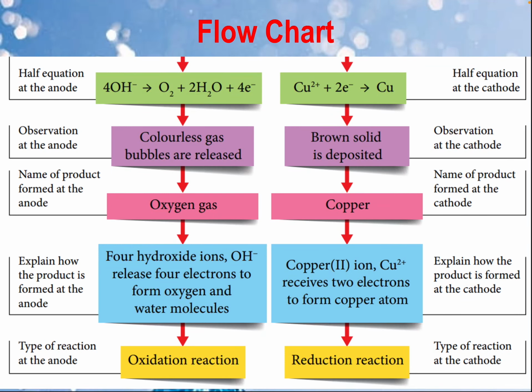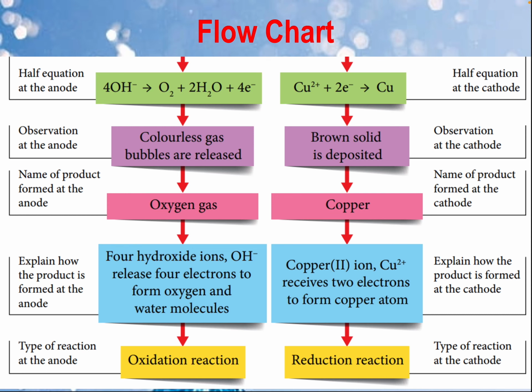Okay. Copper ions pula at cathode will receive 2 electrons to form copper atom. Actually, dia cerita semula half equation. Therefore, kalau dekat anode tu tadi, sebab dia release electron, therefore oxidation reaction occur. While at cathode, sebab dia receive electrons, therefore reduction reaction occur.